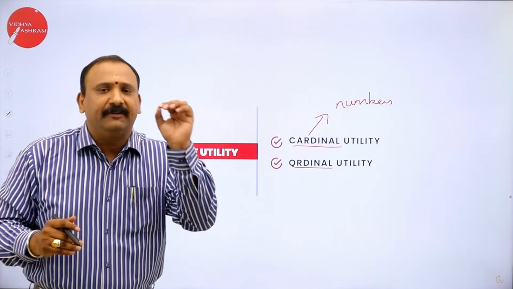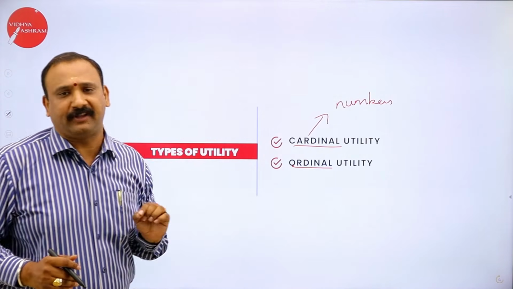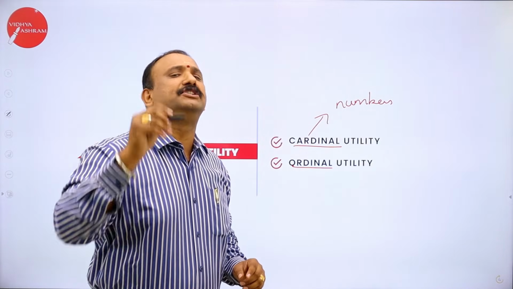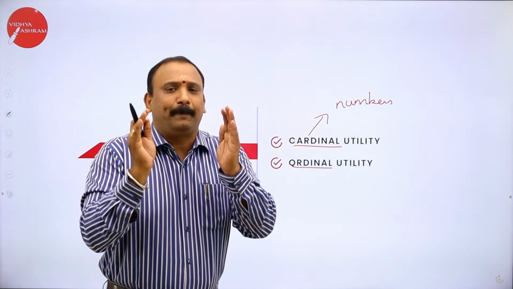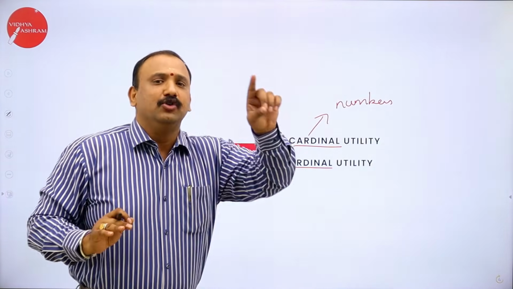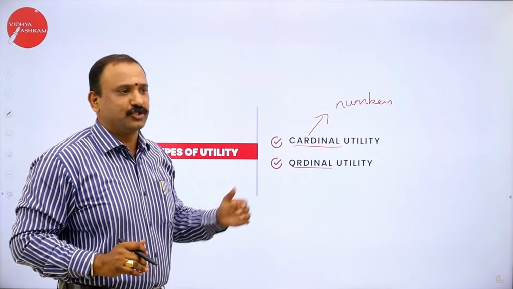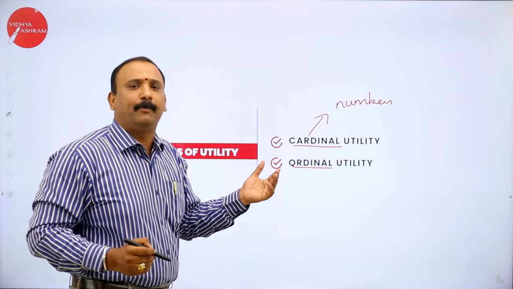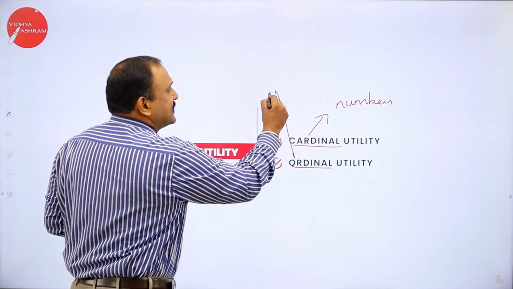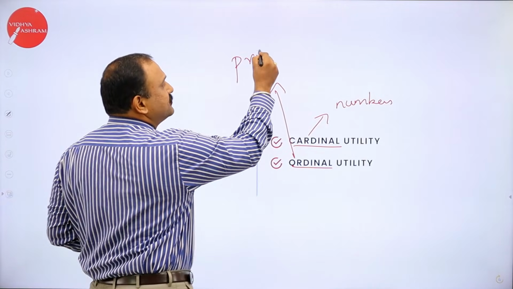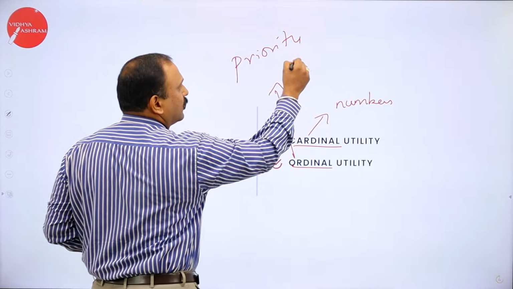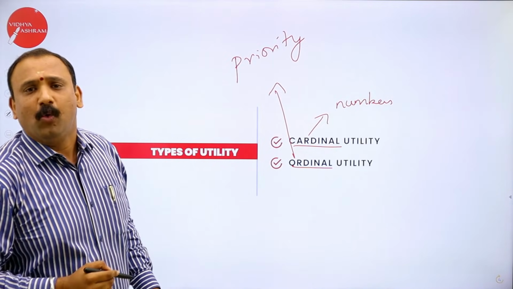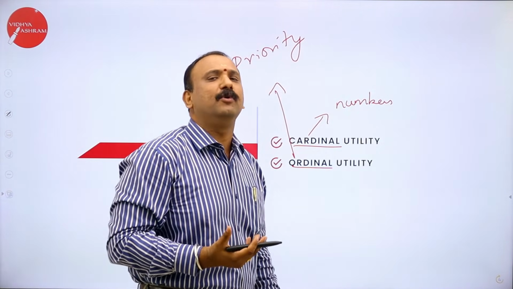Ordinarily, or at a given point of time, what is it that matters to you the most? How do you prioritize your needs, your wants, your satisfaction? The moment I use the word ordinal, I am trying to talk about the word priority. This becomes very important for all of us to understand: what is it that matters to me the most?